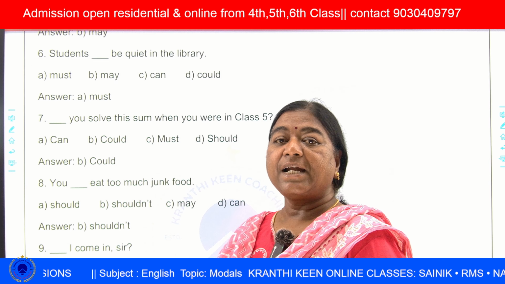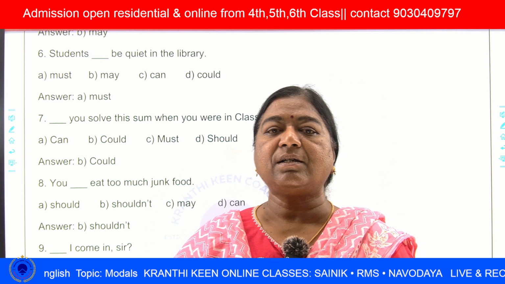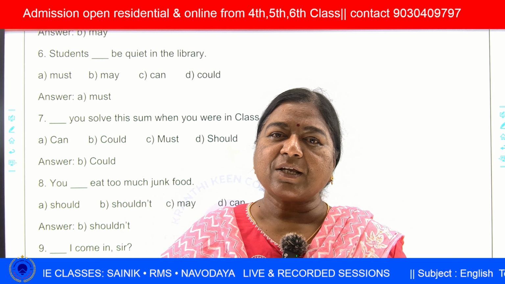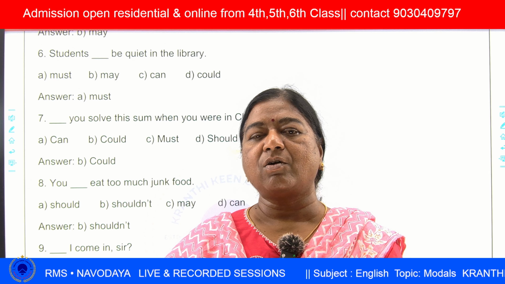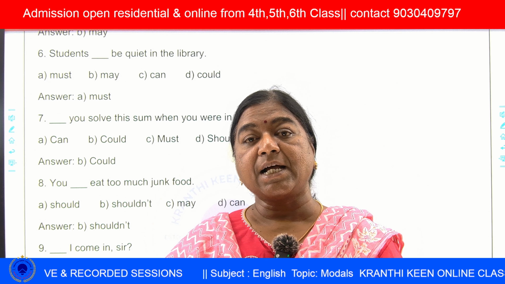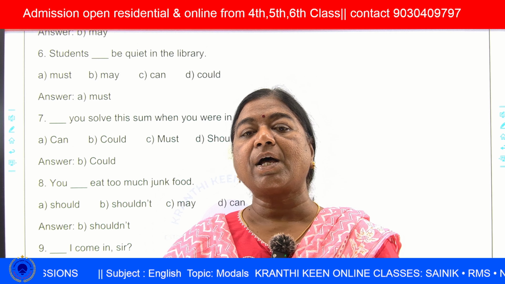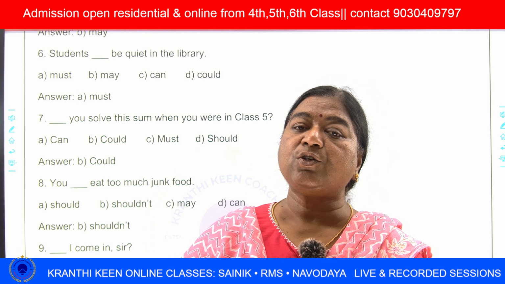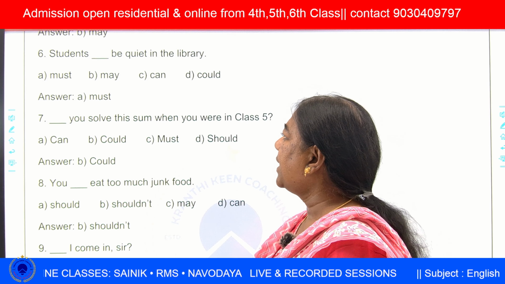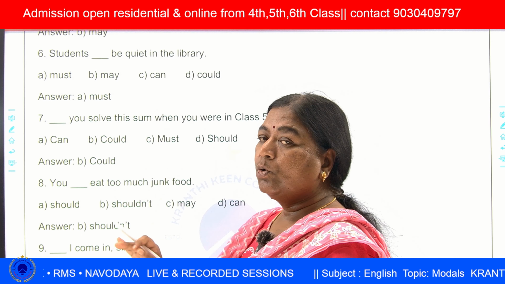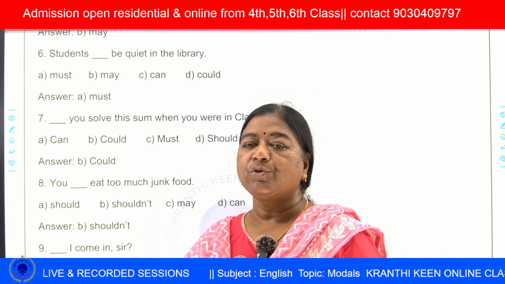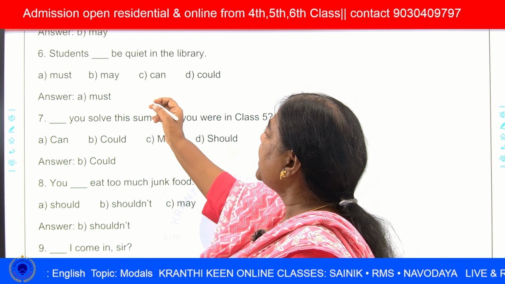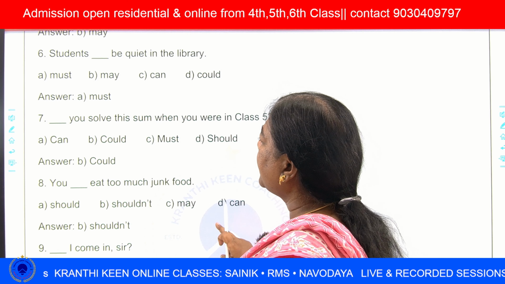Sixth one, students dash be quiet in the library. You know, library is a place, a knowledge center. So we gather information. In a chaotic or disturbing situation, we cannot understand, and not only us, we would stop others also from reading or understanding. Clear? So library is a place where we need to maintain silence. So it's a rule. Whenever there is a rule, we should use must, we should use should. Students must be quiet in the library.